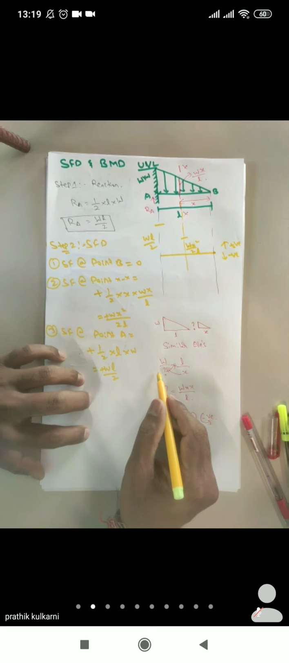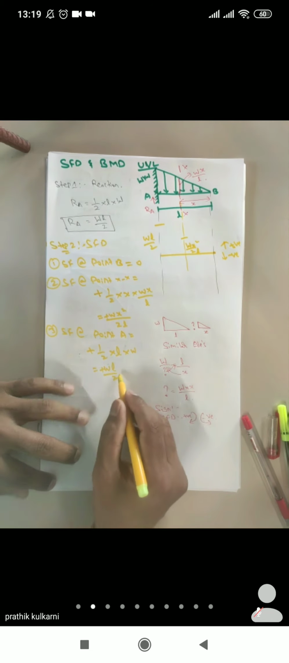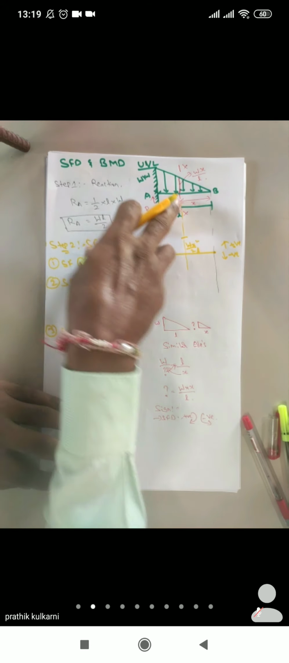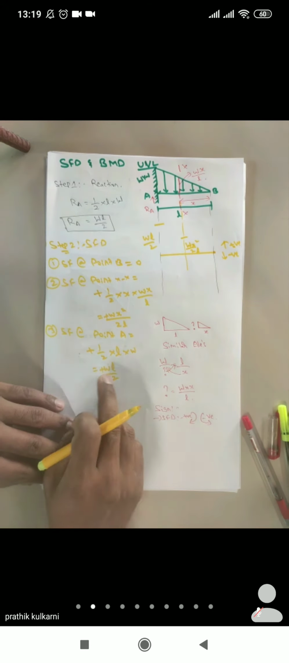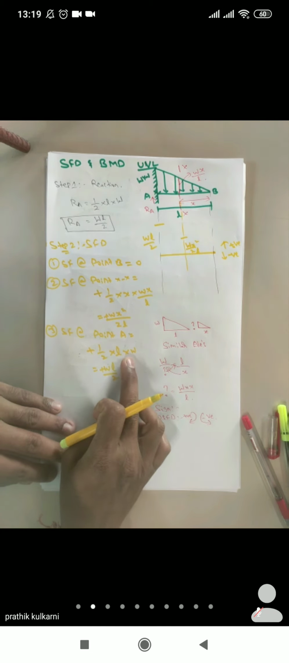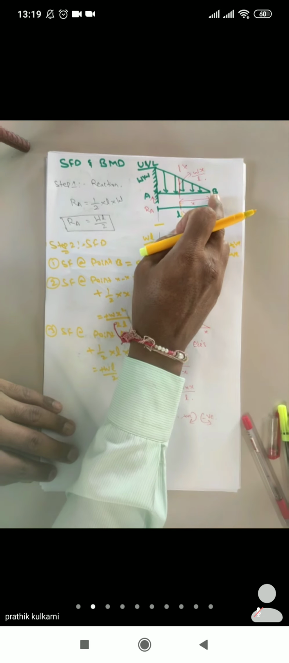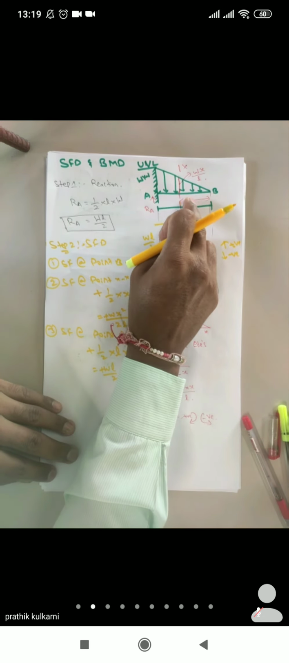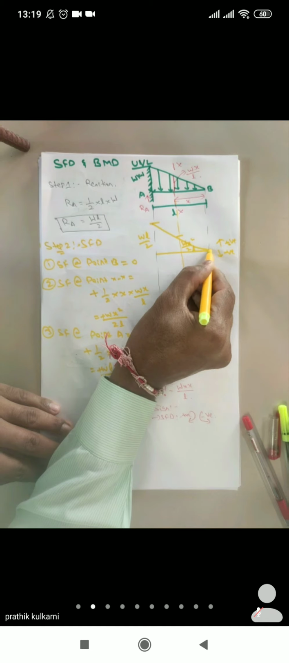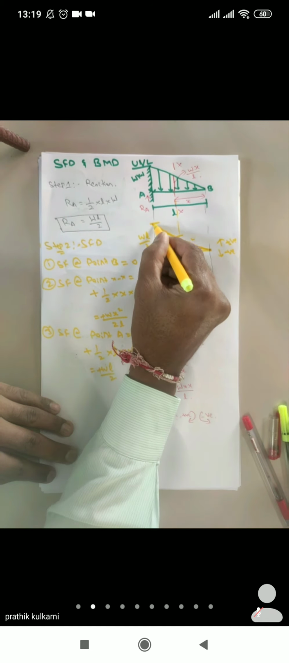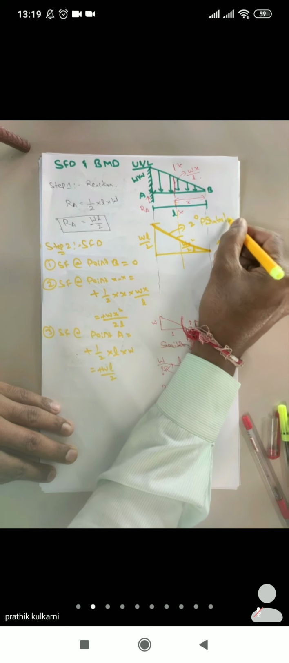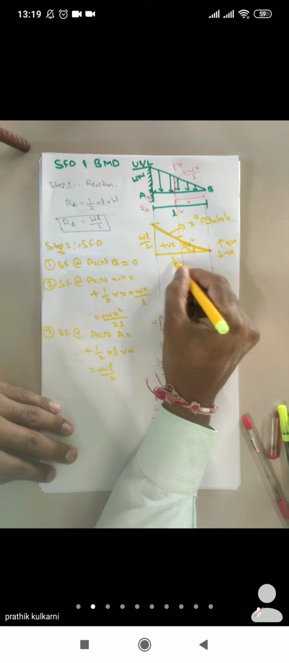Now how can we join this? Here we are getting a 2-degree parabola, x square. That is the reason I had to take some section XX. If I had gone directly to point A, you would see only WL, you would not see the square. So that square will be available somewhere between point B and point A, which means the curve we have to draw should be a 2-degree parabola. So here you can write, this is a 2-degree parabola. This is the positive shear force diagram.